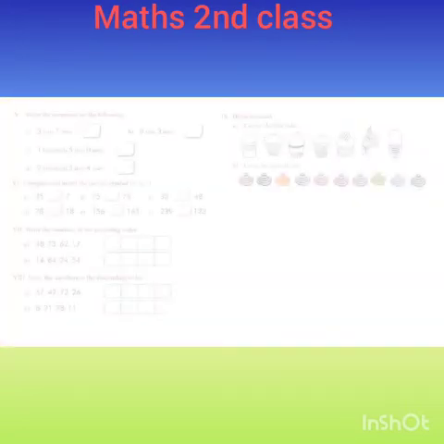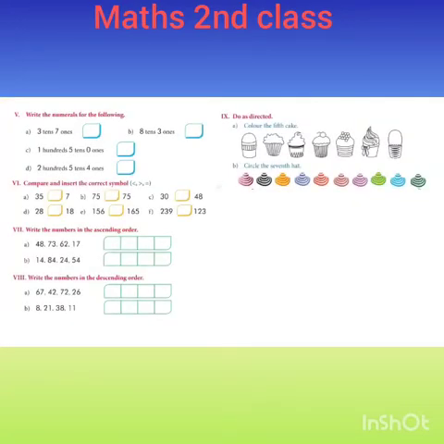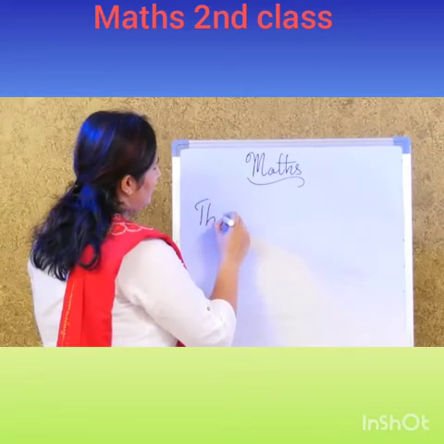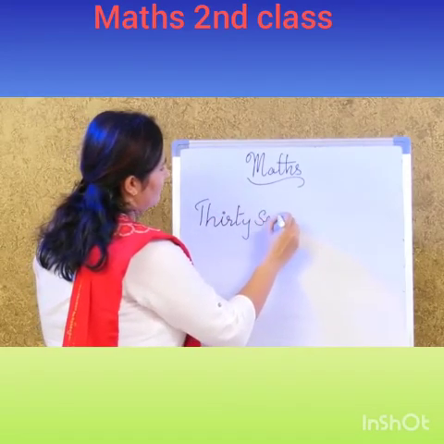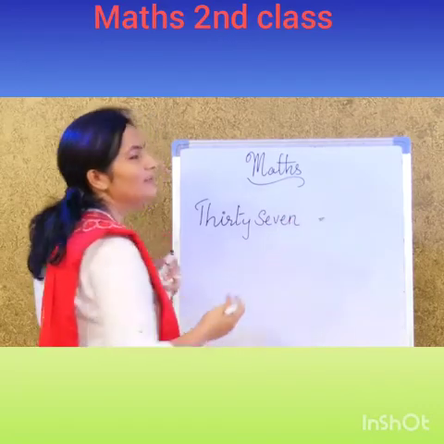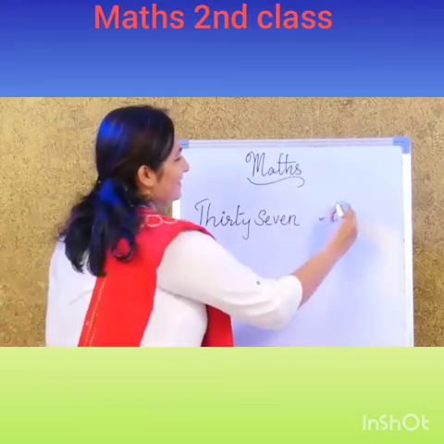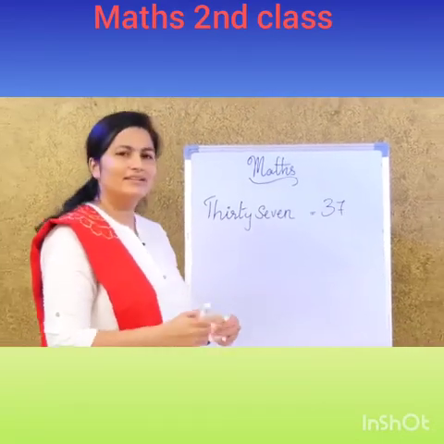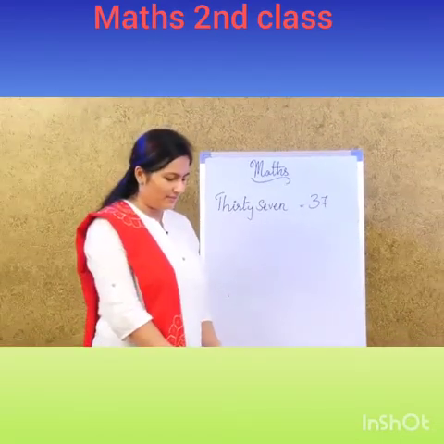Page number 44, write the numerals. So, the numerals, this is 37. This is the number name. So, 37. Take a look at those and fill in the rest of the blanks.